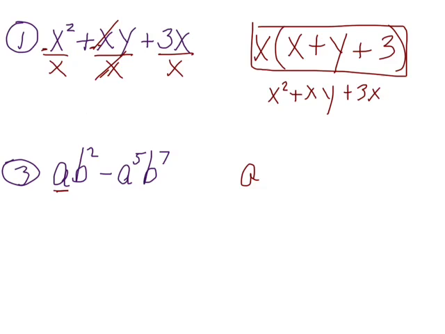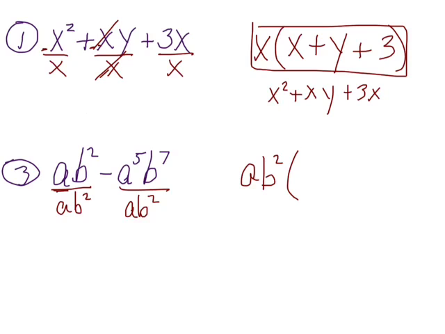I have 2 b's in the first term, 7 in the second term, so I can take out 2 b's. So I'm going to say b squared. Now I open my parentheses. So I'm going to divide each term by a b squared.